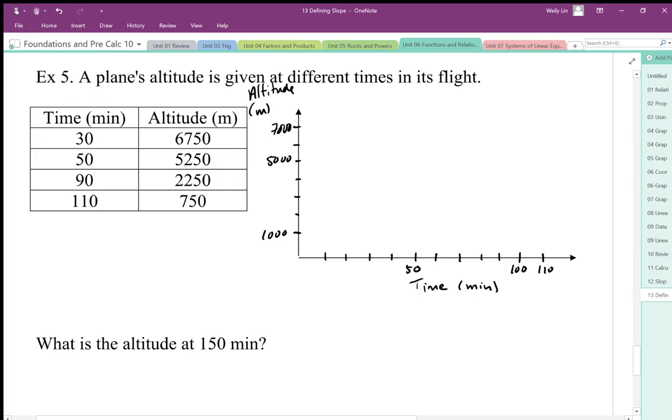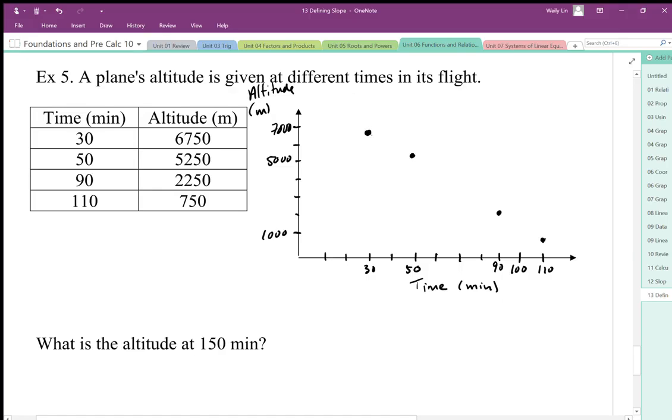At 30 minutes, we know that the altitude is 6,750, so right about there. Again, your axes don't have to be perfect, but you want to try to scale them reasonably. At 50 minutes, it's at 5,250, so maybe somewhere around here. At 90 minutes, the altitude is going to be 2,250, so maybe somewhere around here. We know this should line up in a straight line. And at 110, 750 is maybe somewhere around there. Okay, so it looks like my scaling's okay.